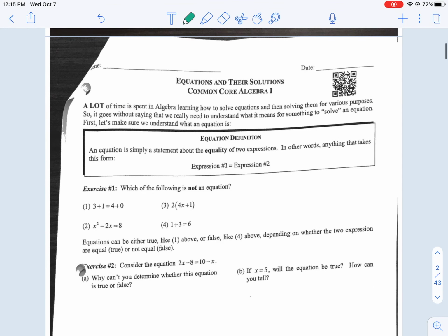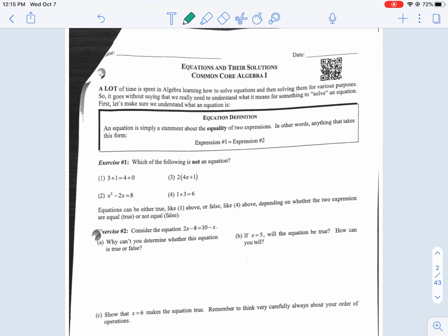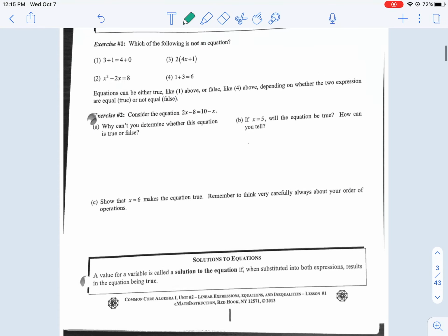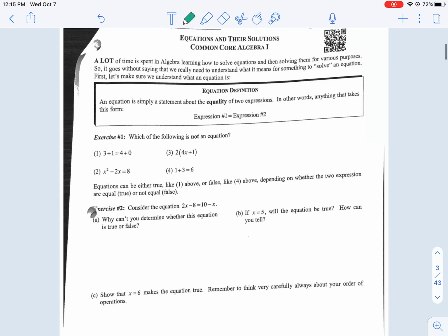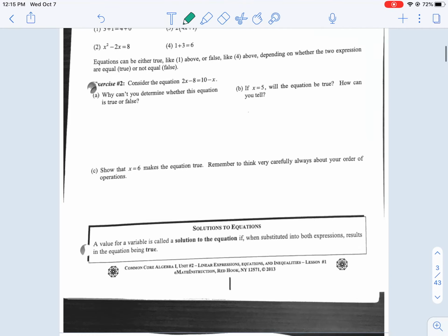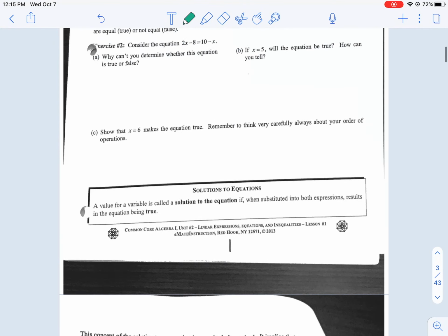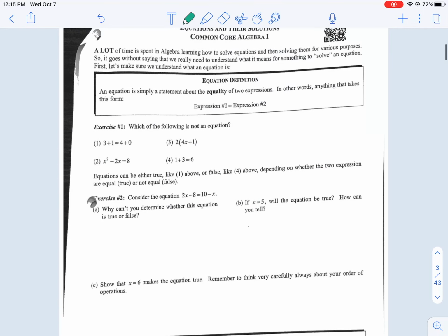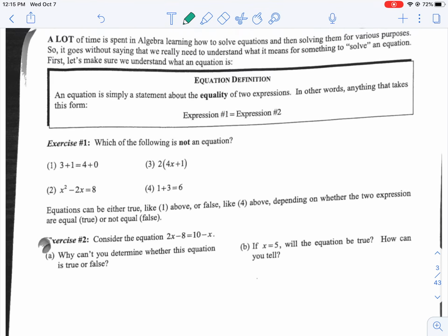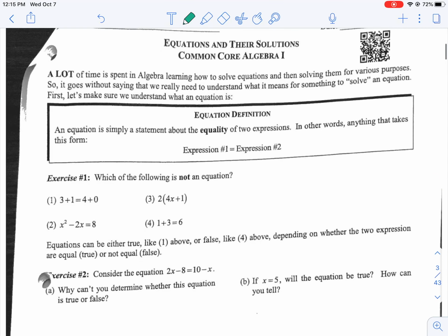So we're going to look at some problems. We're actually going to look at page number 1, example 1. So let's just look at equations and solutions. Before we jump into anything, this said, which of the following is not an equation?